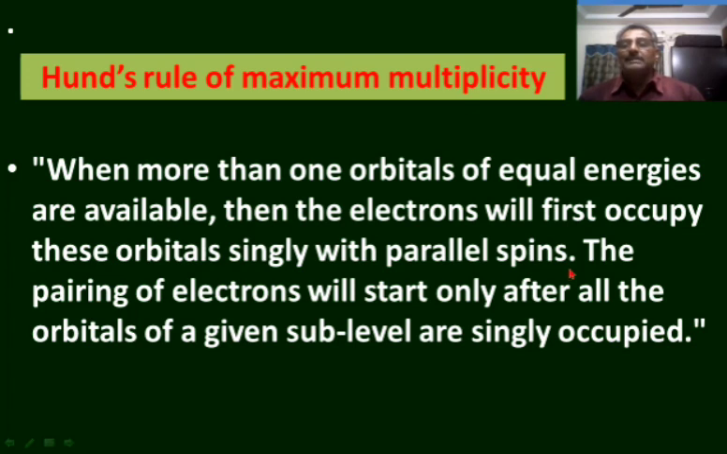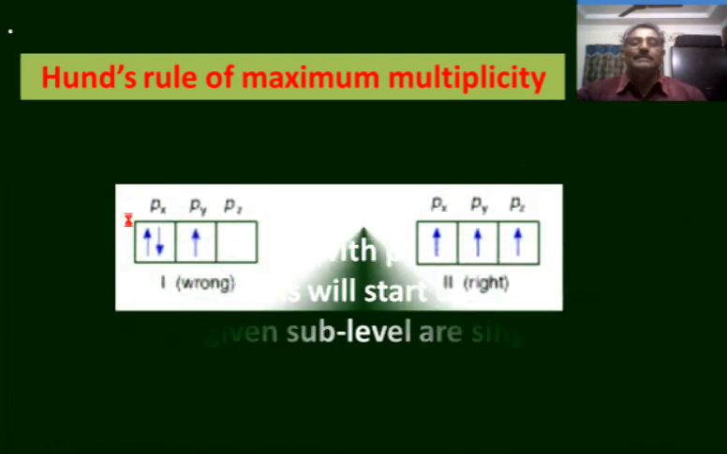Electrons occupy the orbitals separately, or singly, in all the degenerate orbitals. The pairing of the electrons will start only after all the degenerate orbitals are singly occupied. When does the pairing start? The pairing of electrons starts only after all the orbitals of a given sublevel are singly occupied. Let us see this rule with the help of one example.